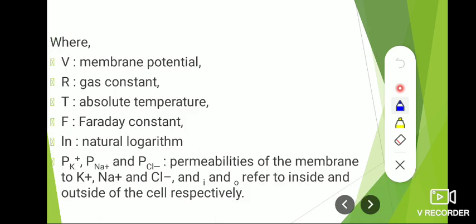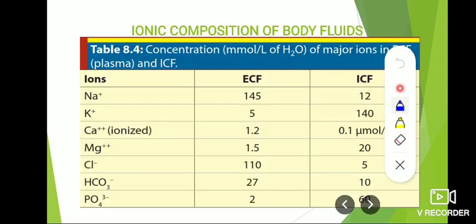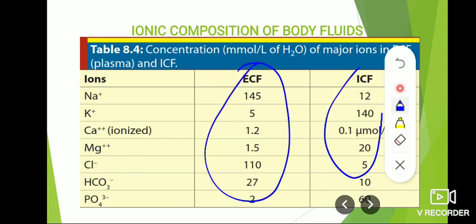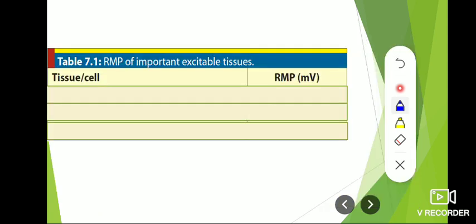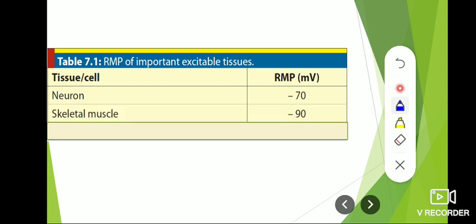So V is the membrane potential, R the gas constant, T absolute temperature, F Faraday's number. Like this we can calculate the resting membrane potential of a particular cell based on the contents of the ICF and ECF. We can calculate the potential by the Goldman equation, and based on this we will see that different neurons have a different potential, skeletal muscle has a different one, and cardiac muscle has a different one.